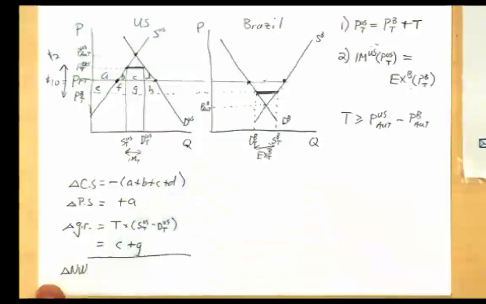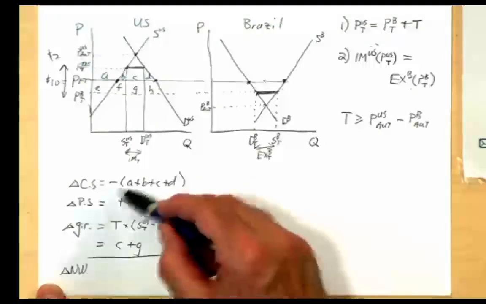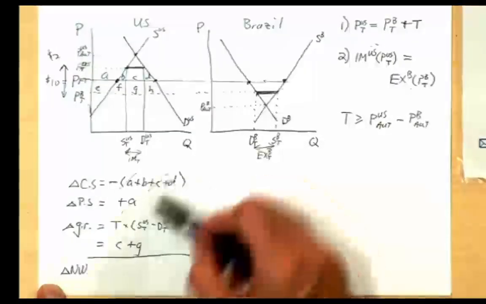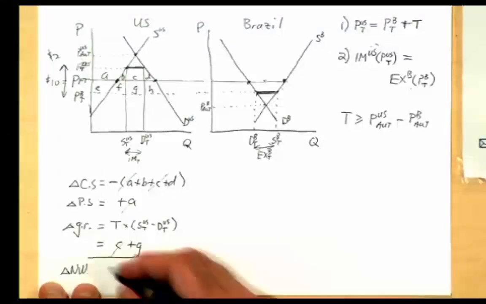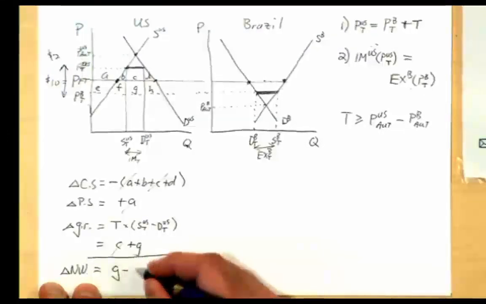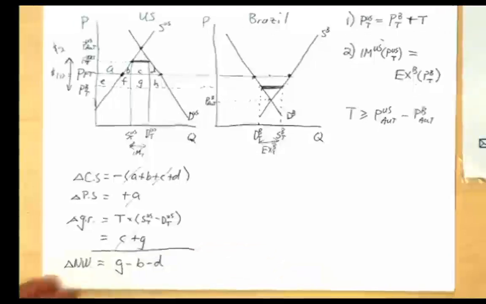And what we do is we add up the effects up here. So the A's cancel on the first two lines. The C's cancel on the first and the third line. And we're going to be left with the change in national welfare is G minus B minus D.